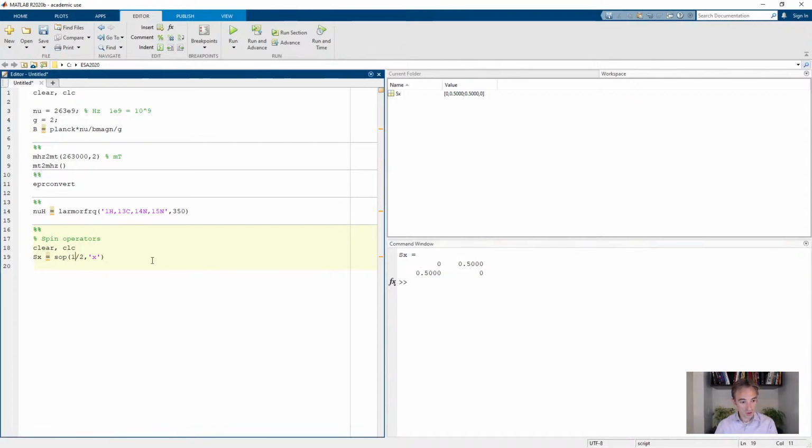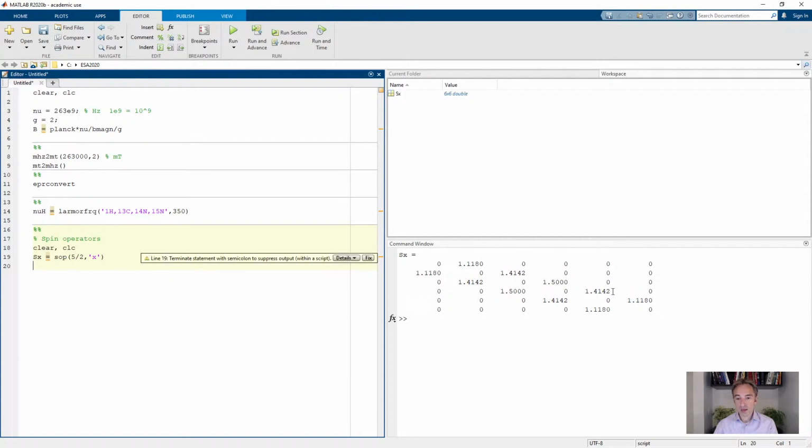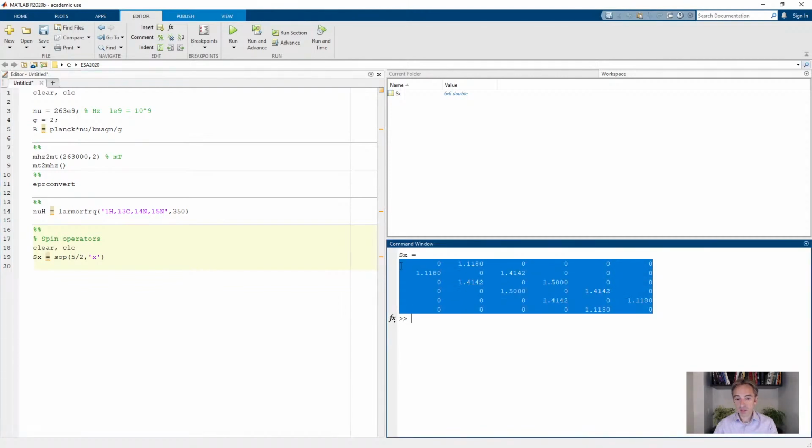We could change this to spin 5/2, for example, and get the SX operator for spin 5/2. And voila, if you run this, you get a 6 by 6 matrix with the first upper and first lower diagonal populated with these non-zero operator matrix elements.